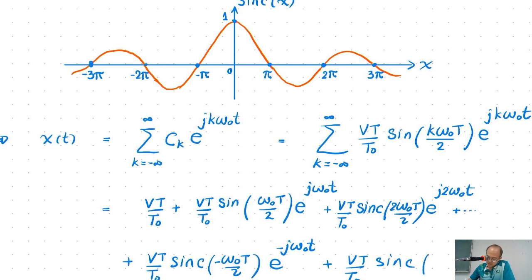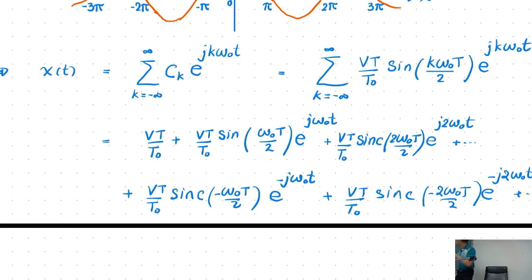And then sinc minus 2 omega 0 t over 2, e to the minus j 2 omega 0 t, and so on. Okay, so these two are exactly the same. Okay, this is the Fourier series where we use the sinc notation.